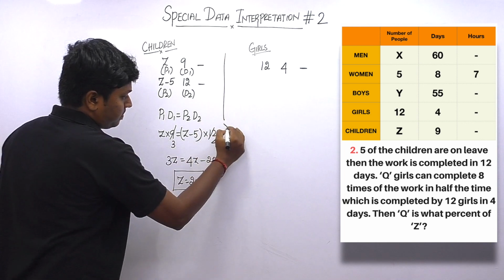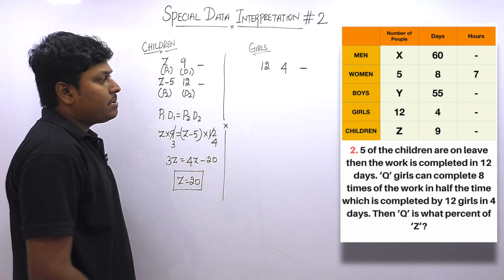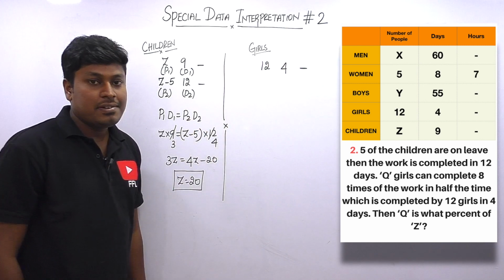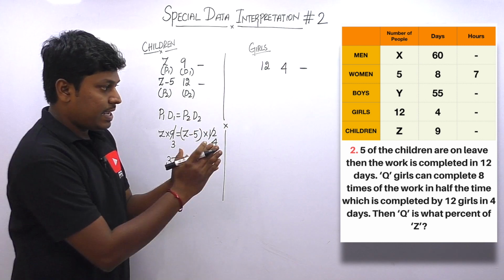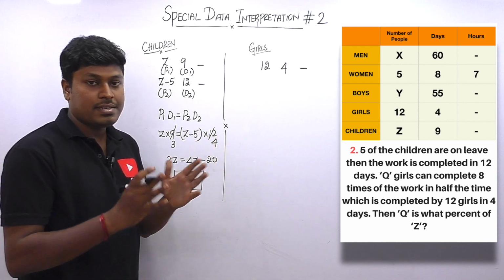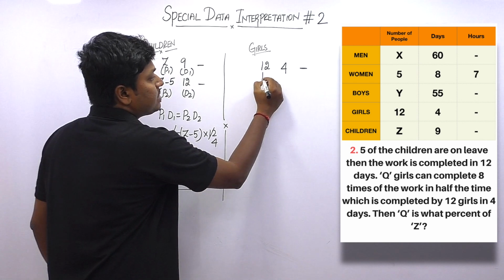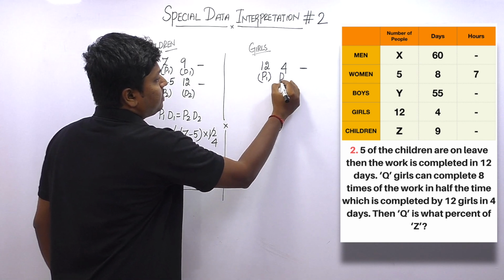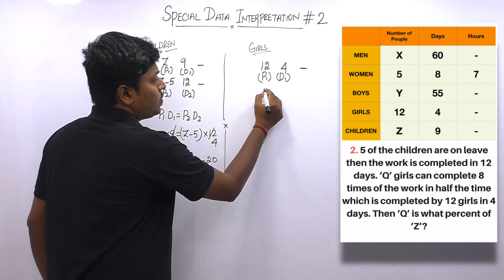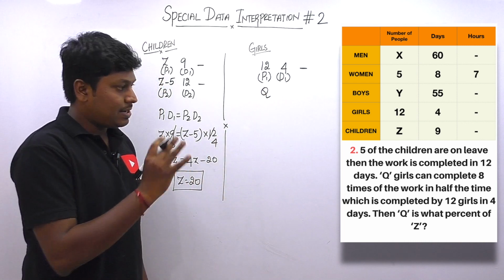Condition number 2. According to the table chart, they have said that 12 girls can complete a work in 4 days. Similarly, ours is also not mentioned here. Listen carefully. Q girls can complete. We don't know how many girls are in this. According to the condition, Q girls. So let me assume this is person number 1 and this will be day number 1 condition. And here Q girls can complete a work. Listen to the word carefully.